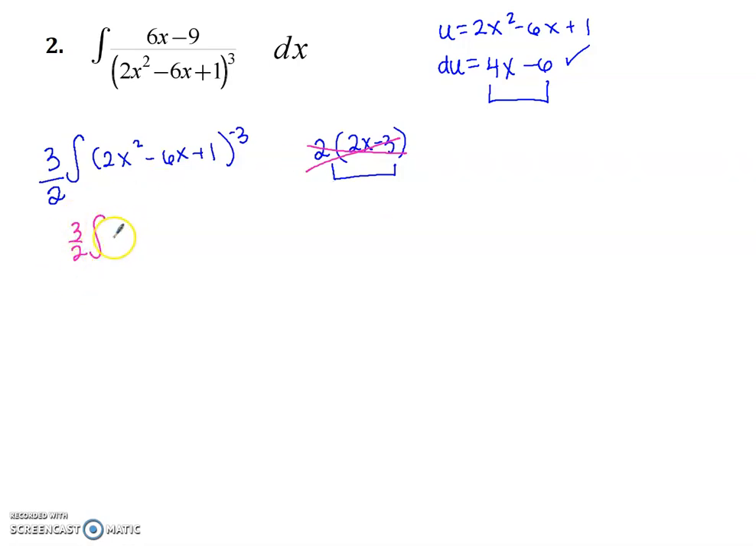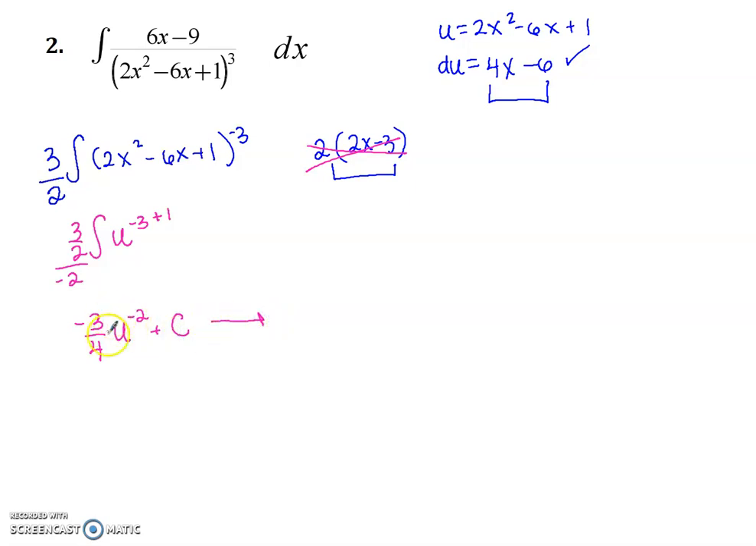So this is going to be 3/2 times u to the negative 3. To do the antiderivative, we're going to add 1. That's going to make our new exponent negative 2. So I'm going to divide this coefficient by negative 2. That will give me negative 3/4 u to the negative 2 plus c.